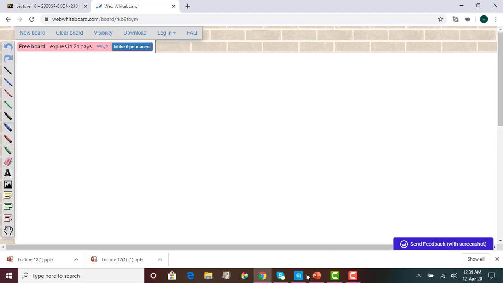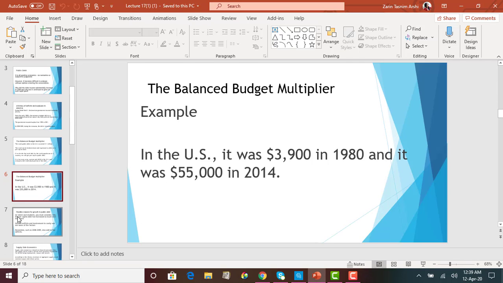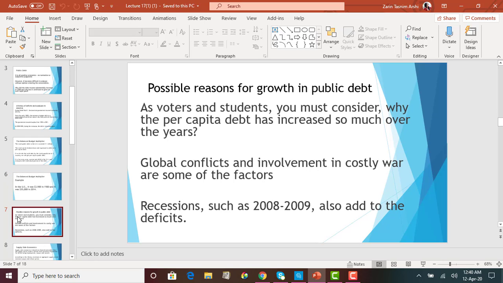All right, so let's go back to the slide. We already did an example, and another thing is, in the 1980s, the per person public debt, or per capita public debt, in the US was only 3,900. But if we look at 2014, the per capita public debt is 55,000. So it has gone up dramatically, and we can tell that from 1980 to 2014, government is probably more involved with the economy. Government is probably spending a lot more than the tax revenues they are receiving. So our public debt is going up, and per person public debt has also gone up.